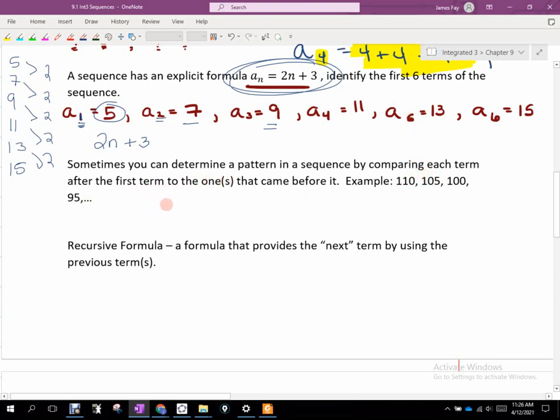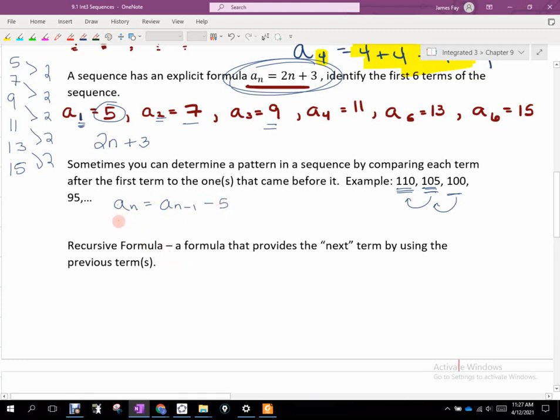So I'm taking the previous term, which would be a sub n minus 1. That's how I say the previous term, right? Okay. So if I'm right here, even though my list started there, what would be the previous term? 115, right? If I go to 105, that's the previous term. If I go to 100, that's the previous term. So a sub n is going to be the previous term minus 5.